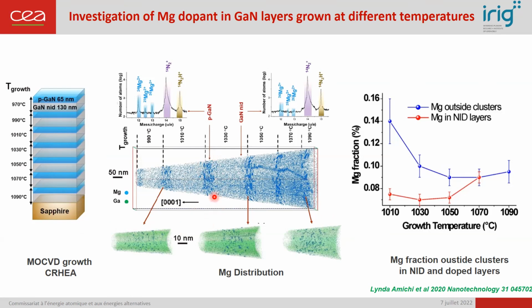inside the doped layer. It is not shown there, but we are able to calculate a size distribution of magnesium clusters as a function of the growth temperature. We are able to calculate the magnesium inside the clusters, but what we have decided to show you is this result, which is magnesium fraction outside clusters in N-doped and doped layers as a function of the growth temperature.